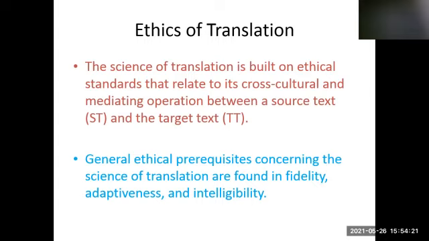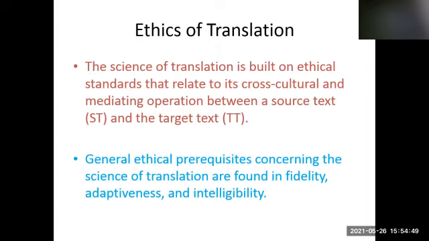And intelligibility. I want to read clear sentences. I want to read something that I understand. Don't give me a sentence that goes on for 2 pages. I want to understand. Otherwise, I'm not going to read that translated book. So fidelity, adaptiveness, and intelligibility.